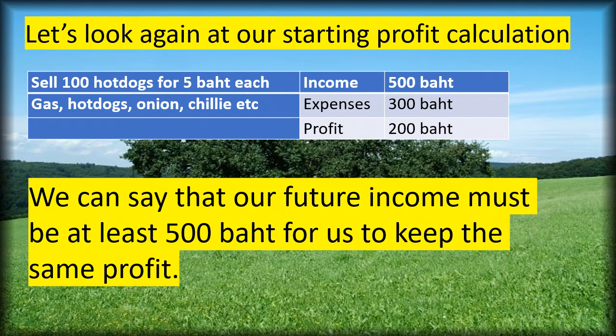So let's look again at our starting profit calculation. We sell 100 hot dogs for 5 baht each, income is 500. Gas, hot dogs, onions, all the things we had to buy cost 300, and our profit was 200. So we can say that our future income must be at least 500 baht for us to keep the same profit.